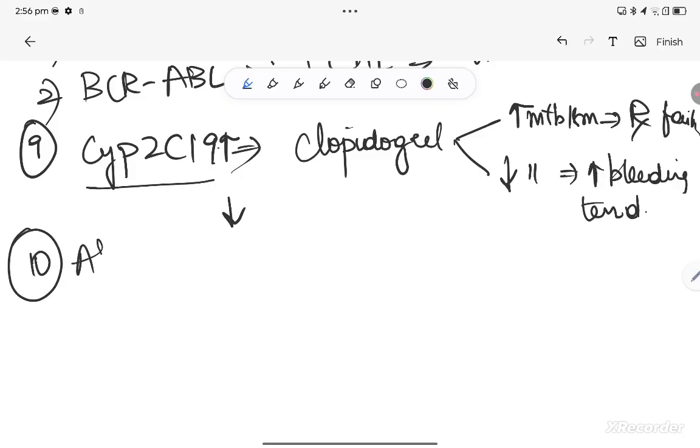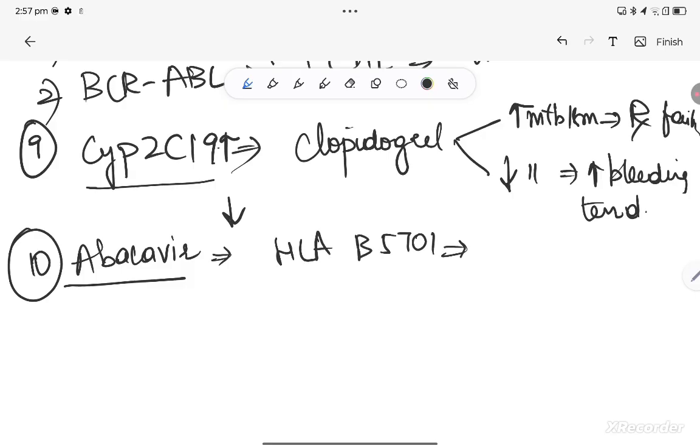In the same way, we need to understand abacavir. Abacavir is an antiviral drug. Patients who are positive for the HLA-B*5701 gene show more hypersensitivity. In fact, life-threatening hypersensitivity will be seen in them.